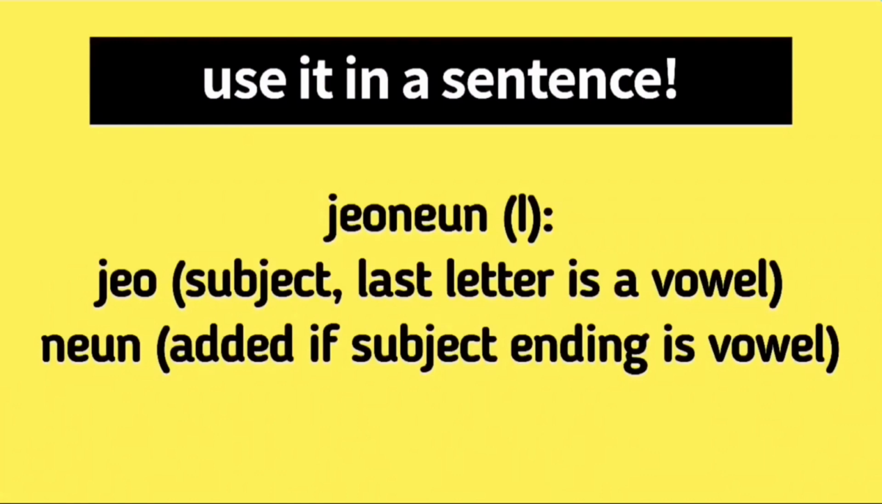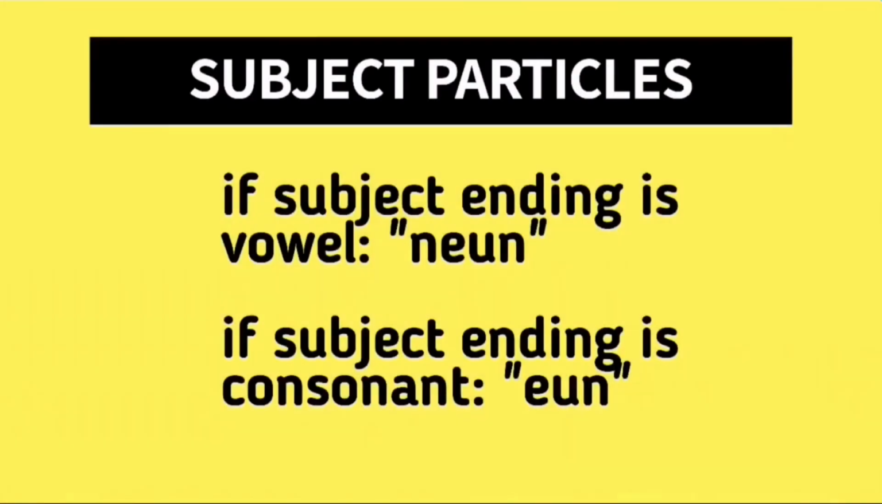Just some more information about 저는. 저는 means I, so it is the subject, and 는 is the particle added to 저 to indicate that this is the subject of the sentence. And if you remember, since 저 has a vowel ending, we chose 는 over 은 as the subject particle. Because as the rule says, if the subject ending is a vowel, we will add 는. And if the subject ending is a consonant, we will add 은.